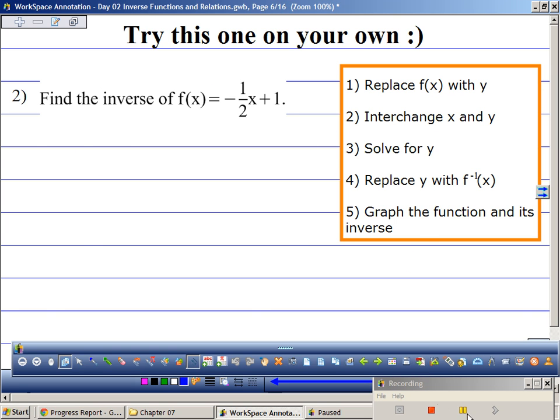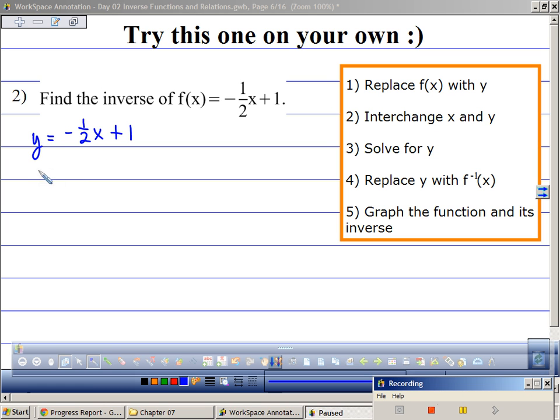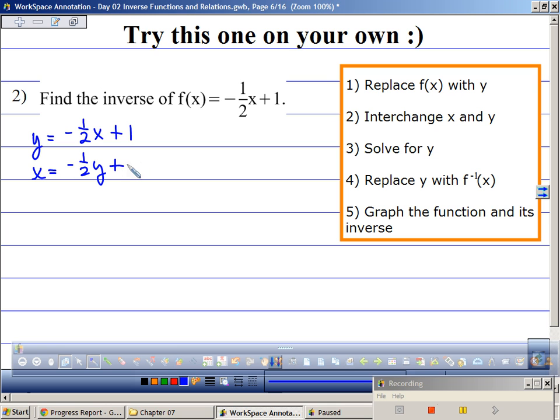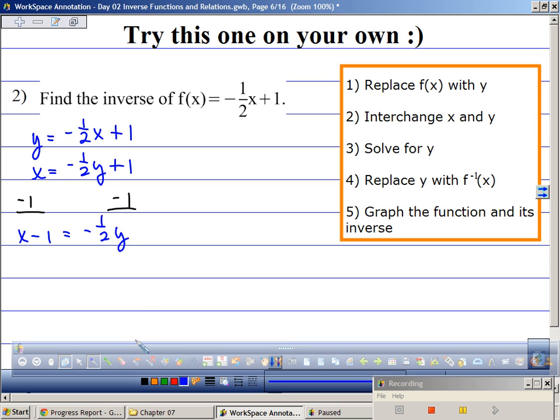Try this one on your own. Okay, so my first step is to replace f of x with y so it looks nice and friendly, right? Then I need to interchange x and y. So as soon as I do that, I've now created a what? An inverse function. Okay, so I've got x equals negative 1/2 y plus 1. Solving for y, I need to get rid of that positive 1, subtract 1 from both sides. Then I get x minus 1 equals negative 1/2 y.